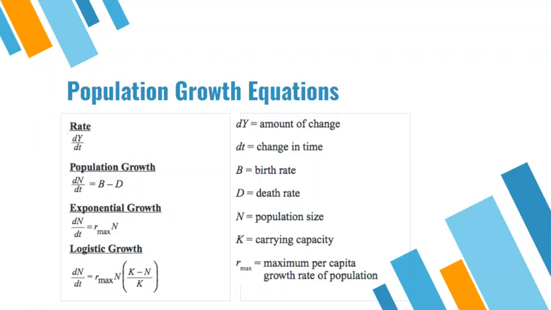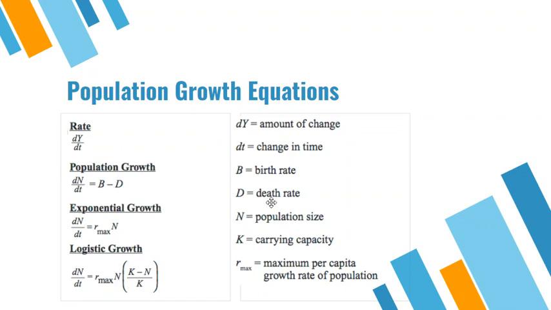So we've got some equations here. These are our population growth equations. This is on the back side of your AP Bio equation sheet. It looks worse than it is. Okay. So a couple of things I want to point out is we're going to be primarily using these bottom three ones.